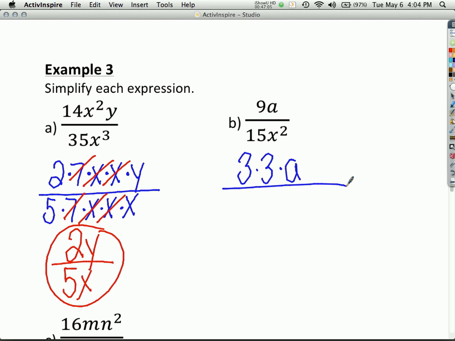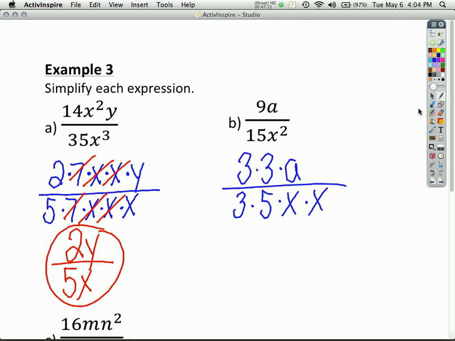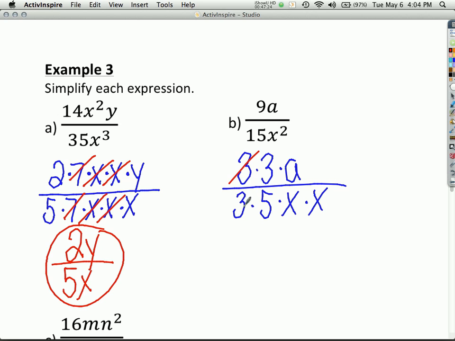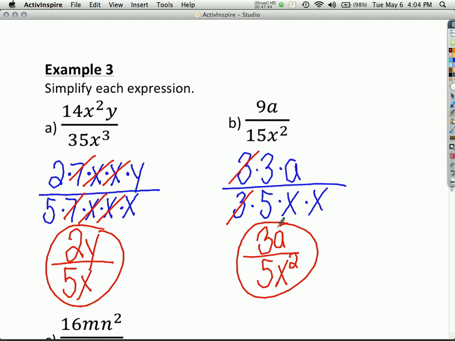Very good. What about the 15x squared? What will that be rewritten as? Tristan? 3 times 5 times x. Very good. Cancel 1 for 1 anything you see that's on the top and the bottom. This 3 will cancel this 3. That's it. There's nothing else to cancel. So 3a over 5, and now there's 2 x's, but now I'm going to put them back together. That's now 5x squared. And so that is simplest form.